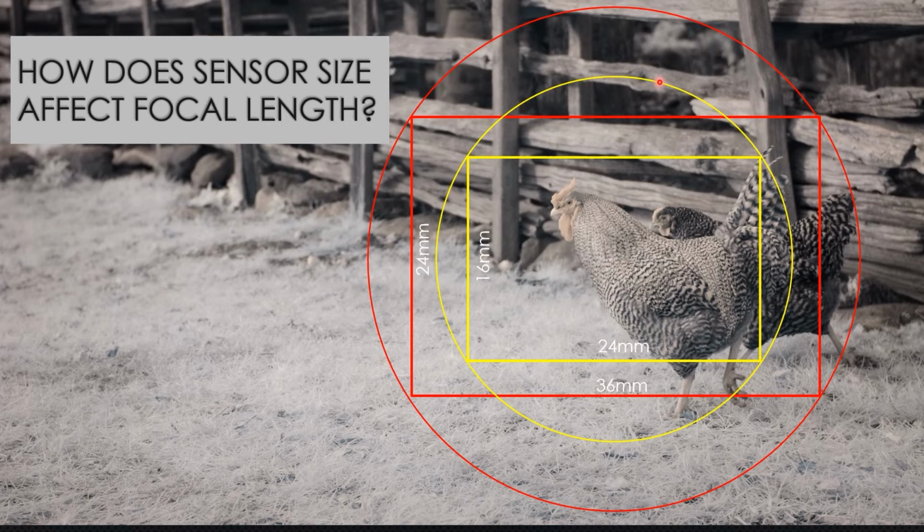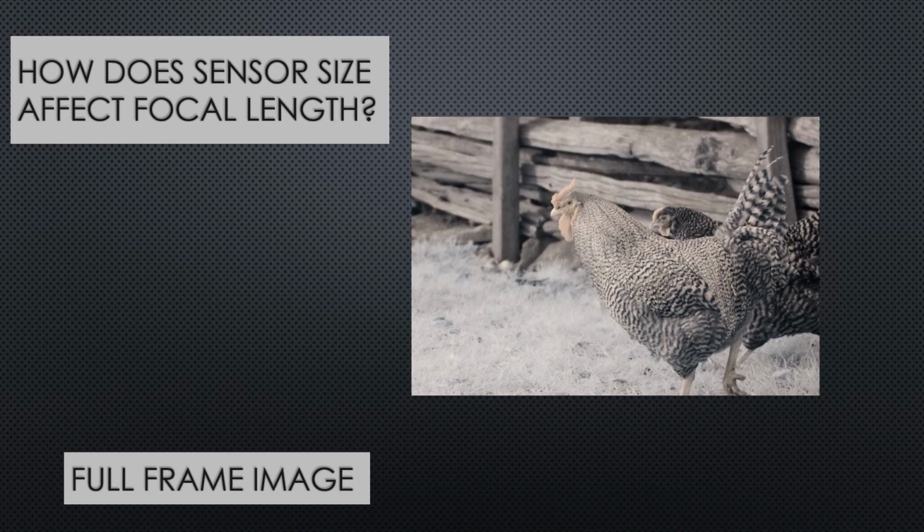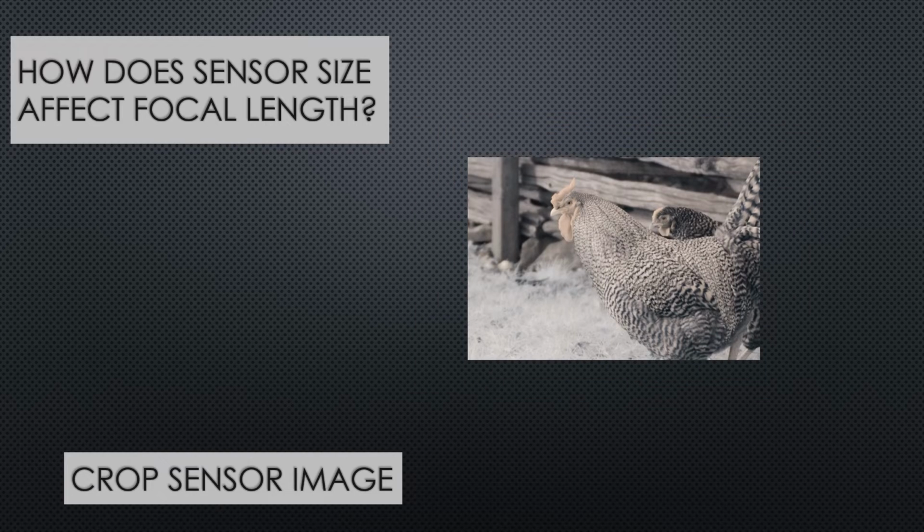So the challenge that we run into is if we mount a DX lens or a crop sensor lens onto a full frame camera, you can see that the lens is not going to be creating an image circle that is big enough to cover the full size of this bigger sensor. So if we were to shoot this with a full frame camera, we see this. The exact same lens put onto a crop sensor camera will yield you only this much, okay?